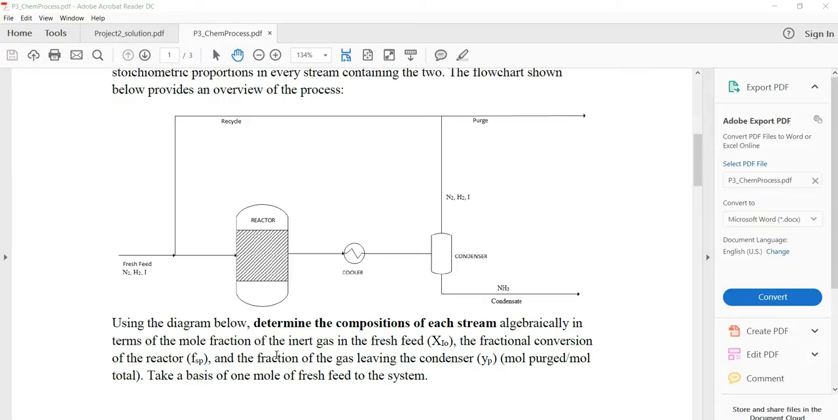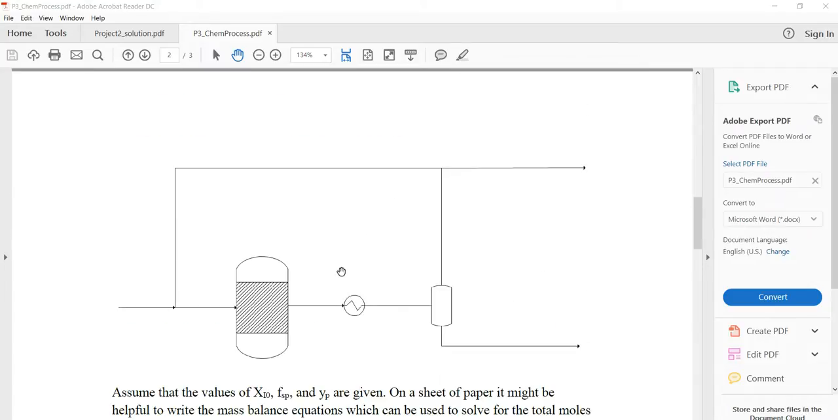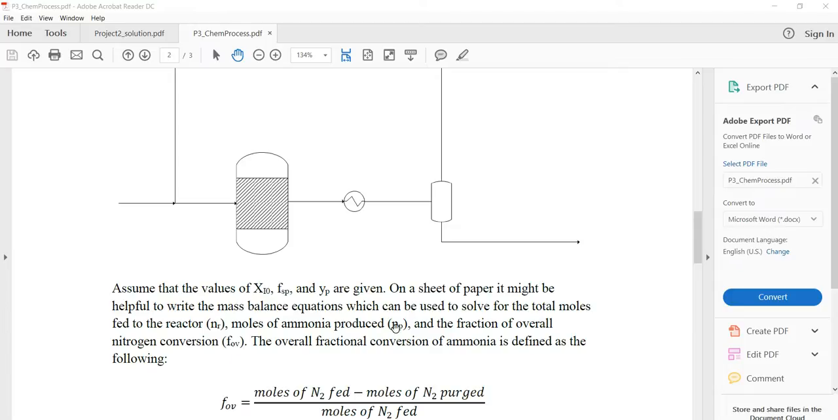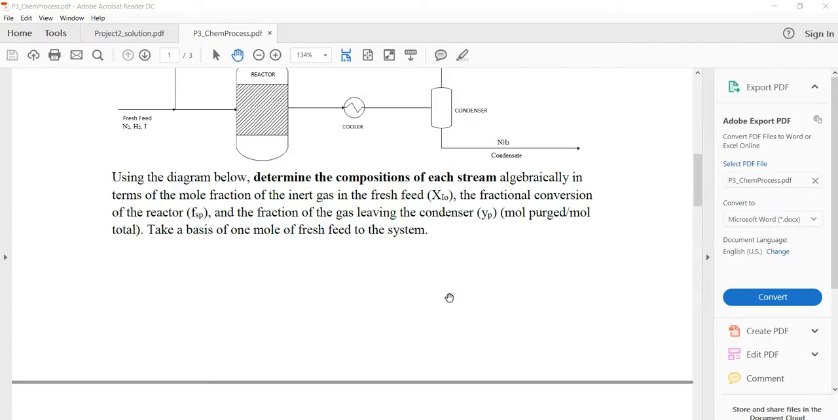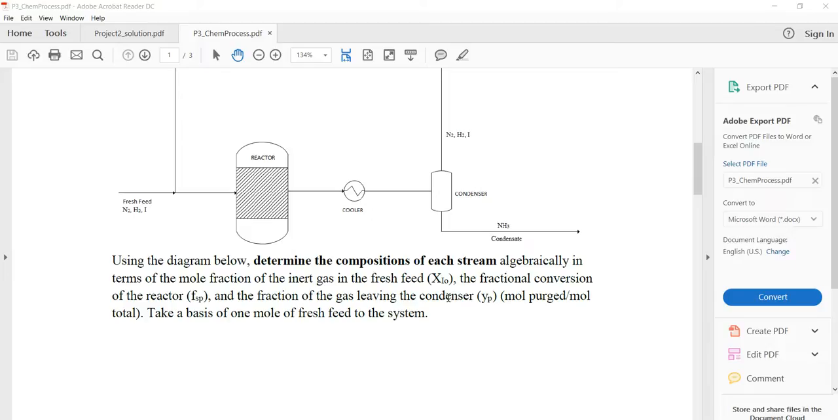First task is to find algebraic equations in order to find 3 variables. First variable was the total moles fed to the reactor, which is NR. And then the next is, if I scroll down, the moles of ammonia produced, and then the fraction of overall nitrogen conversion given below right here. So in order to find those equations, we have to do some algebra, which I will get into later.